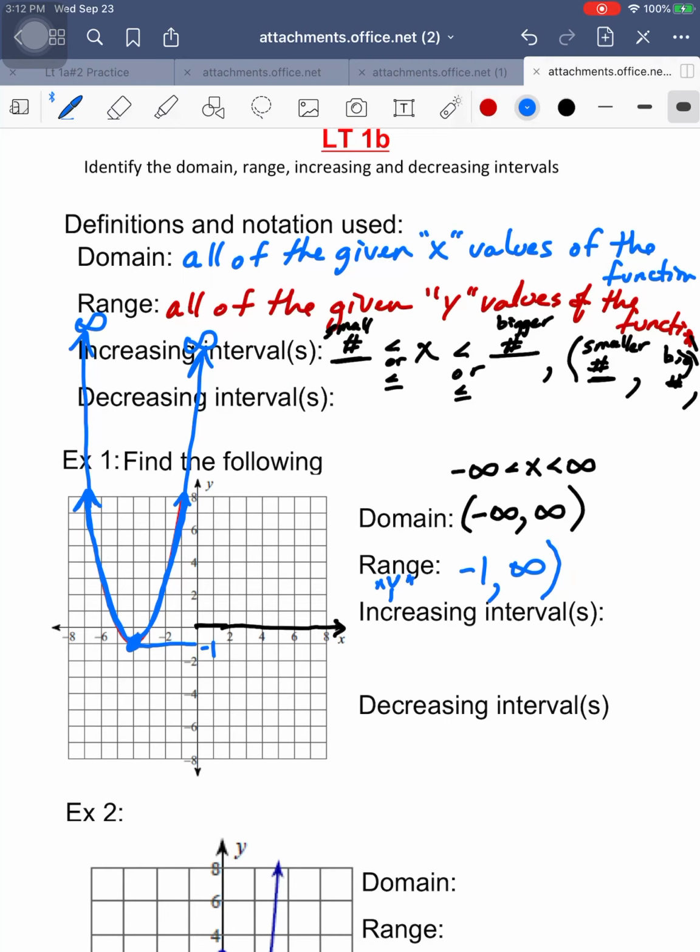I should talk more about these brackets or parentheses. A parenthesis means it's not included. A bracket means included, because there is an actual closed point at -1. So this is included, and a bracket means included, like equal to, and the parenthesis means not equal to, or not included.